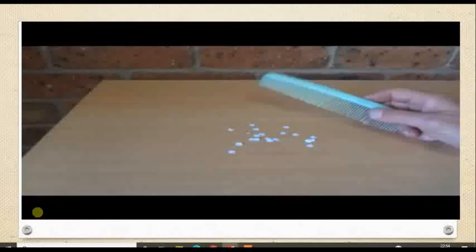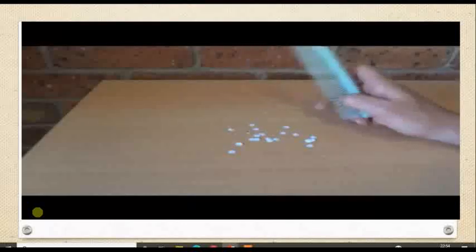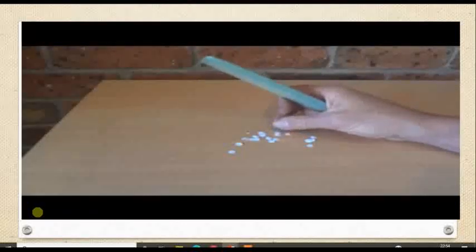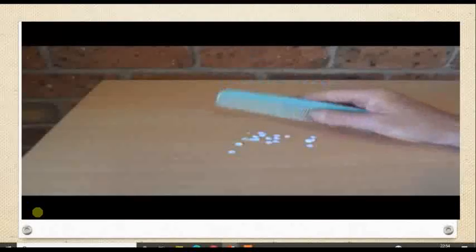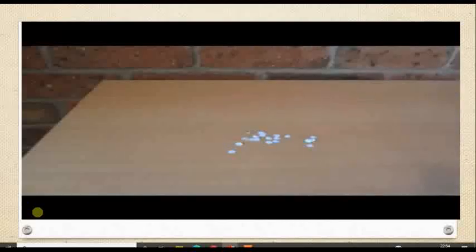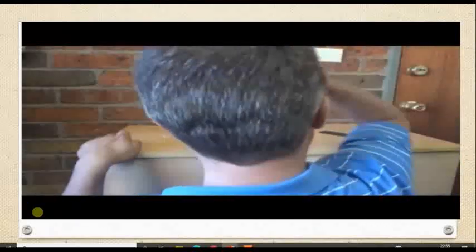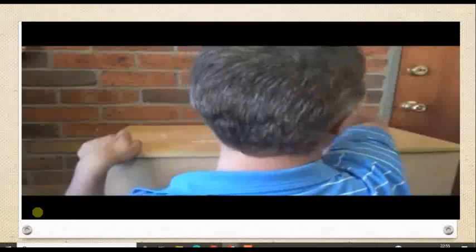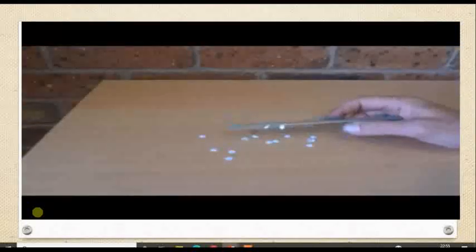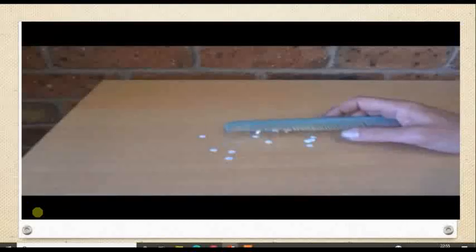You can also perform this at home. Take a comb and take a piece of paper and make them lie on the table. Then take the comb and comb your hair. Comb it properly. Rub it with your hair. Then bring it near to the pieces of paper. So look at that, how it is going to attract.